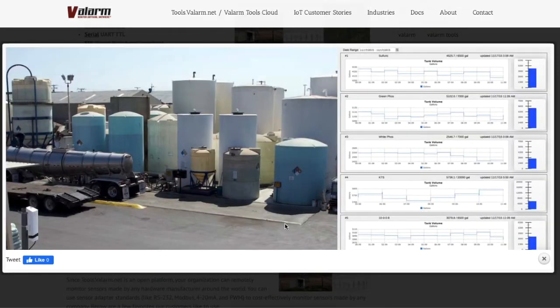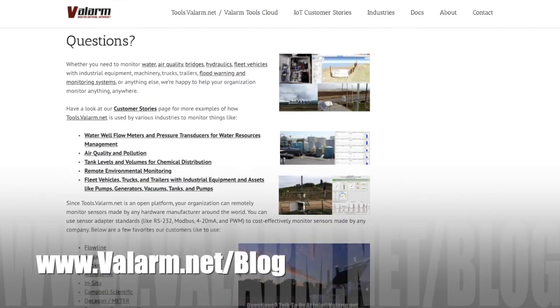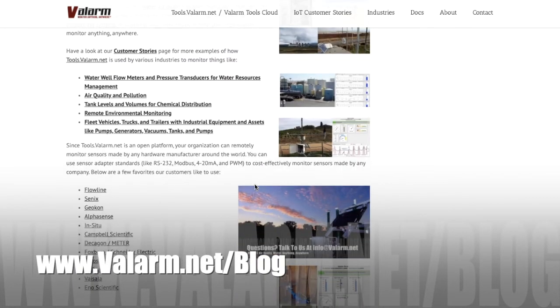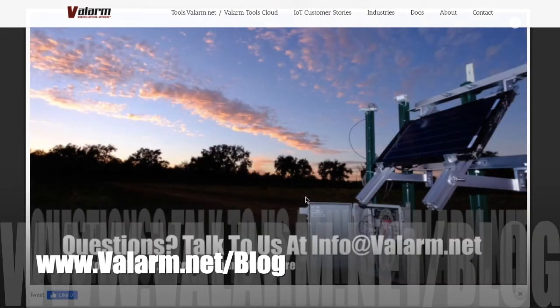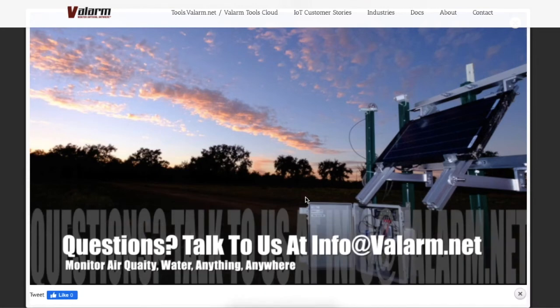That's your quick and easy overview and introduction to PWM, or pulse width modulation sensors. See our blog for more stories about who uses these and other industrial IoT sensors for remote monitoring and details on exactly how they do it.